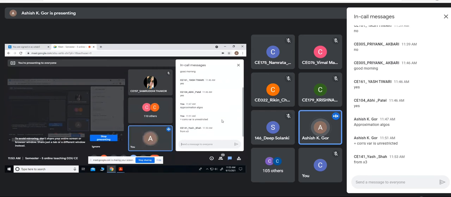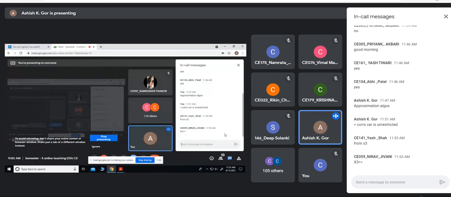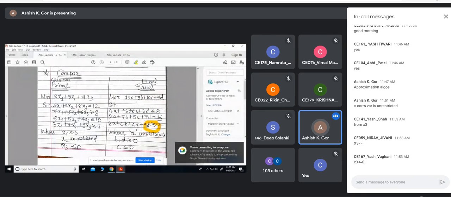Yes, from x3, Yash is correct. Yes, very correct. Nirav is very correct. x3 is less than equal to 0. So it's an unusual thing, right? Less than equal to, according to our standards. So x3 less than equal to 0 is unusual.